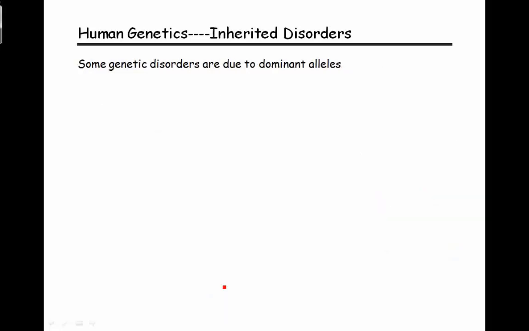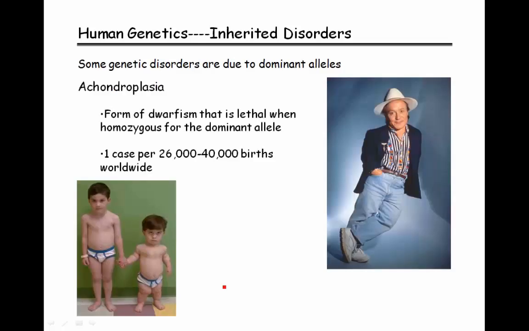Now, not all genetic disorders are inherited in a recessive manner. Some of them are due to dominant alleles. The polydactyly, the extra digit that we looked at earlier in chapter 14, some people would consider that a genetic disorder, so that would be an example here.